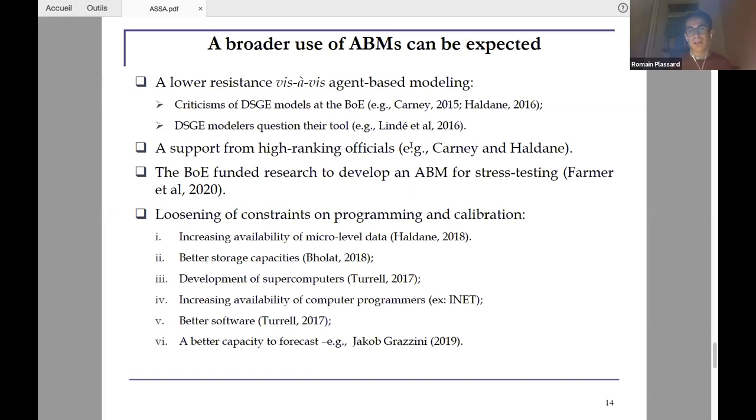In 2017, he told that right now there are computers that are able to simulate the behavior of millions of agents in a fictive economy. Fourth argument, there is a change, slowly, but there is a change in the economics curriculum so as to bring in more computer programming skills. There is better software, and this is a point almost always made when I interviewed people from the DSGE community. There is progress in the capacity to forecast, and usually they mention the work of Jacopo Gardini here on the slide and Sylvain Baldin. So for all these reasons, I think that a broader use of agent-based models can be expected at the BOE. Their fate is just more uncertain in the monetary policy area than in the financial stability area. Thank you.